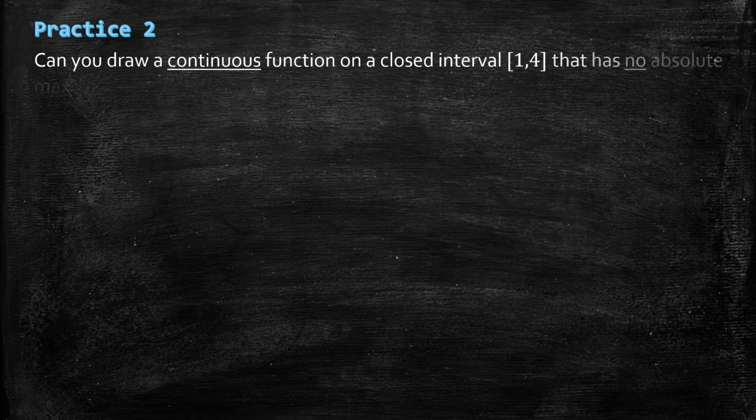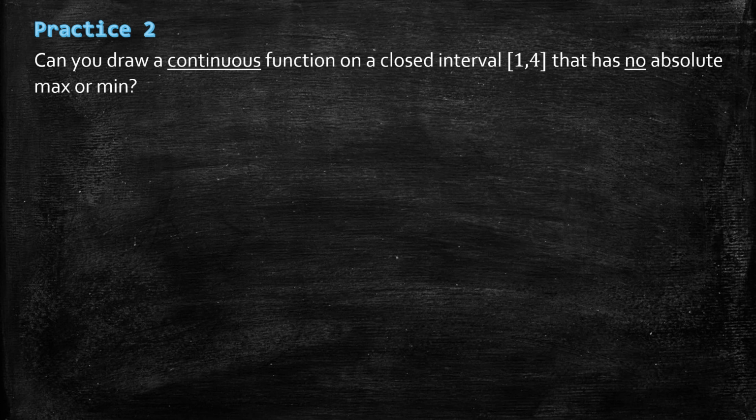In the previous practice problem, we saw that the function had an absolute min, but not an absolute max. And the problem was that discontinuity at x equals 0. So here's a challenge. Can you draw a continuous function on a closed interval, say 1 to 4, that has no absolute max or min?